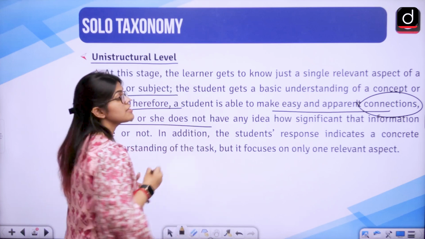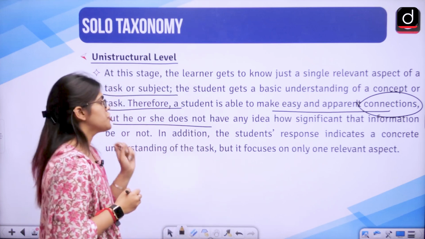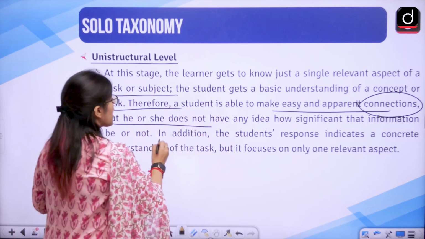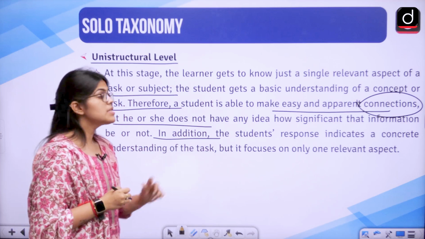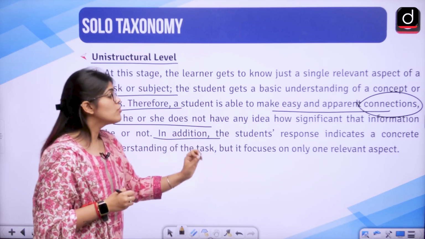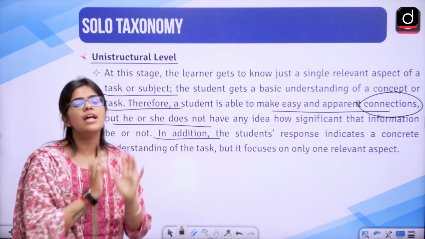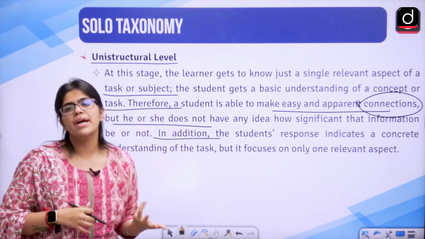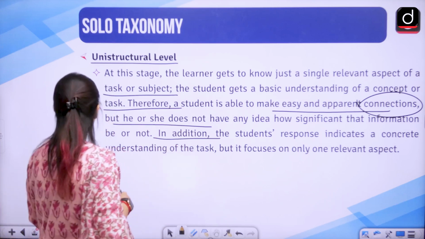But he or she does not have a complete knowledge till now. They do not have any significant idea or information. In addition, the student's response indicates a concrete understanding of the task, but it focuses only on one single relevant topic, because there is no holistic growth. Only one aspect maybe is clear to the child right now.